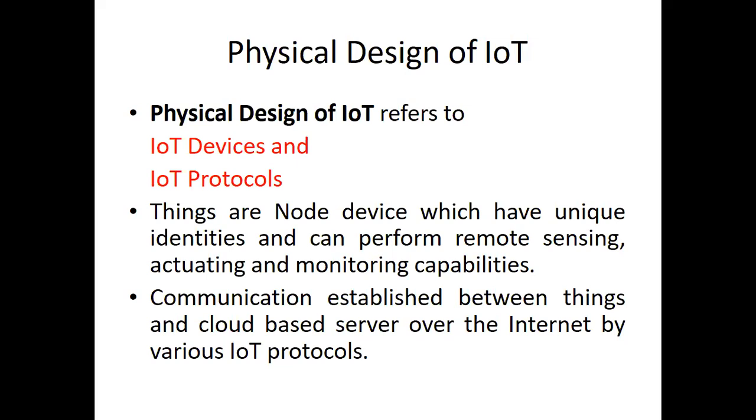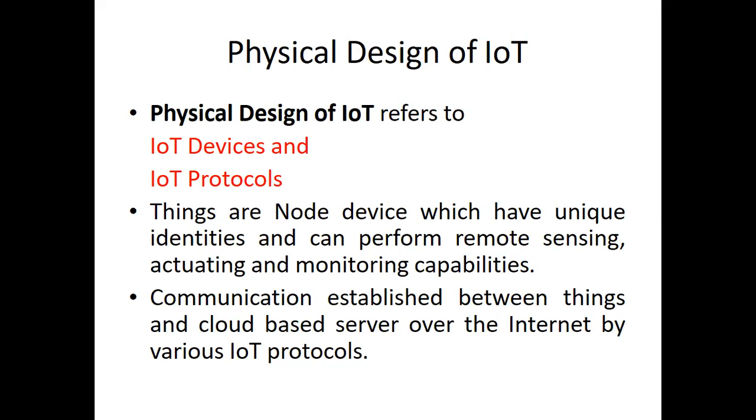Hello everyone, we will discuss the physical design of IoT. So what do you mean by physical design of IoT? Basically, if we are talking about the physical design, then it means we are considering two factors. One is IoT devices and another one is IoT protocols. IoT devices include different things, and there are different protocols needed to establish communication and web connectivity. So in physical design, we will consider these two parts: IoT devices as well as IoT protocols.